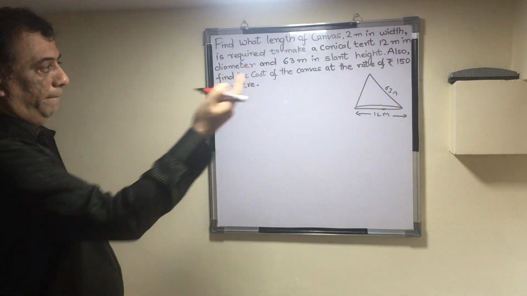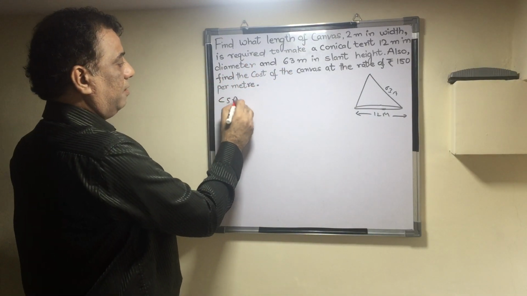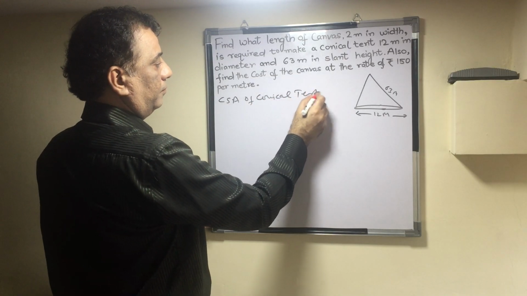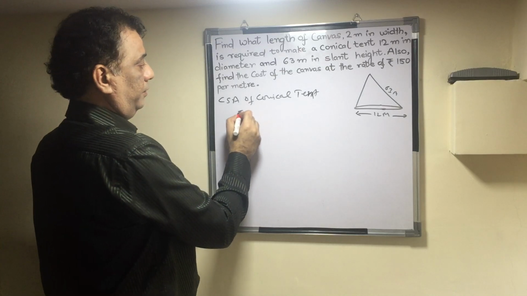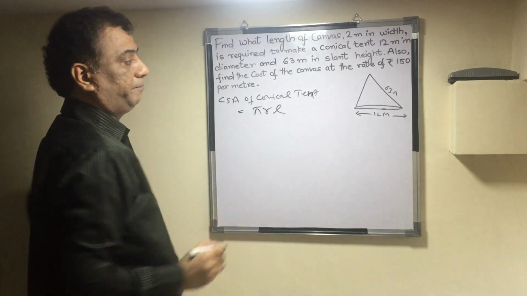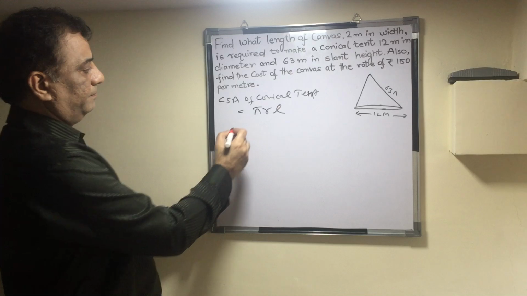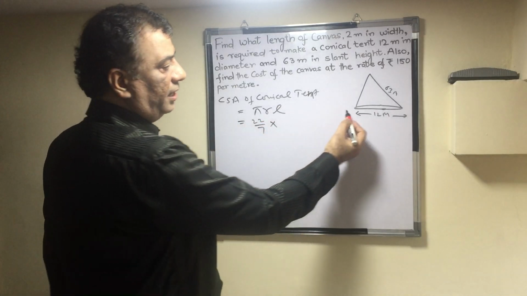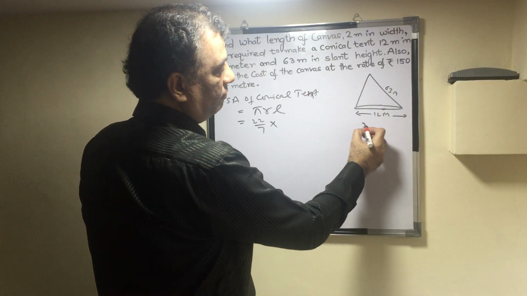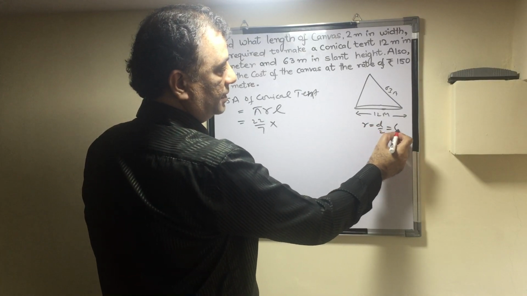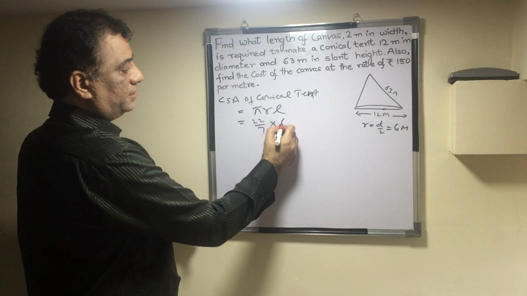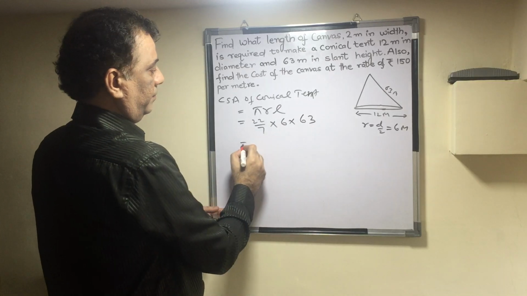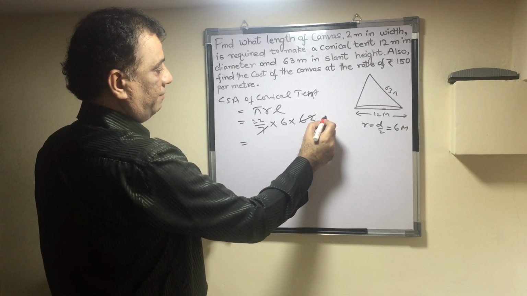First, we will find the curved surface area of conical tent, which is pi r l. In this case, we know pi is 22 by 7. Diameter of the base is 12 meter, so radius will be half of diameter, that is 6 meter. Slant height is already given, that is 63. We will cut 63 by 7.